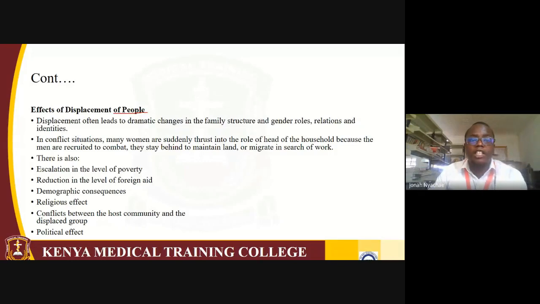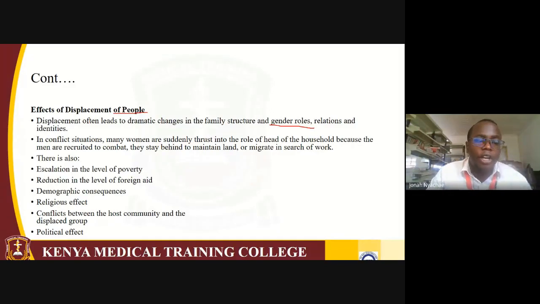Displacement often leads to dramatic changes in the family structure and the gender roles. If you apply Gordon's functional health pattern, I want to urge you to go and read it. Just take time when you are not busy. Google it, look at Gordon's functional health pattern and see what is health perception, what is role, what is coping, in that functional health pattern. So you will understand and you can integrate it into your practice, whereby you don't see a person as an individual, but you see them as a whole complex system.